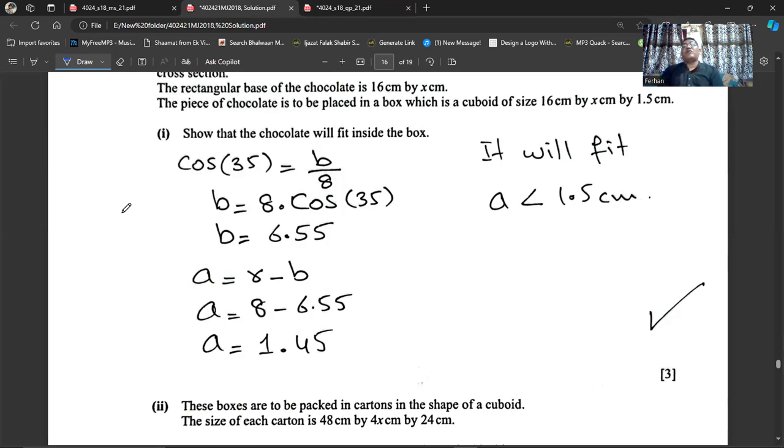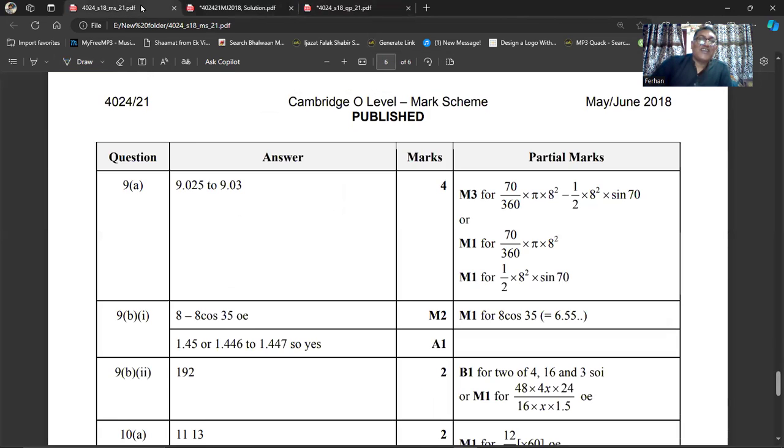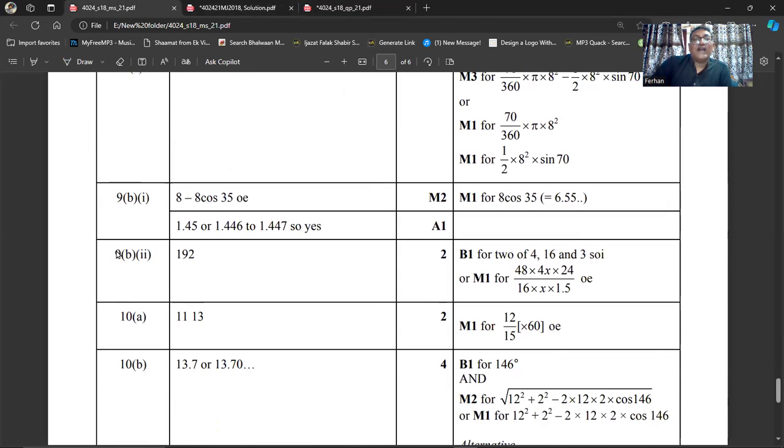That will be 1.45. Because the height of the box in which we are going to put the chocolate is 1.5 centimeter, but the height of the chocolate is only 1.45, which is less than the 1.5 centimeter. So it means that the chocolate will fit into that box. It's a tricky question. Okay. So hopefully you understand this is how this is done.